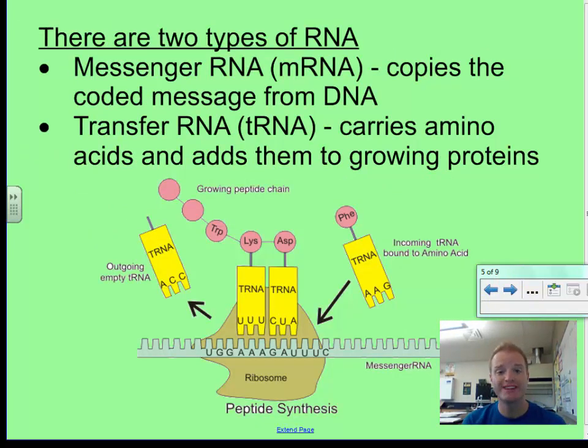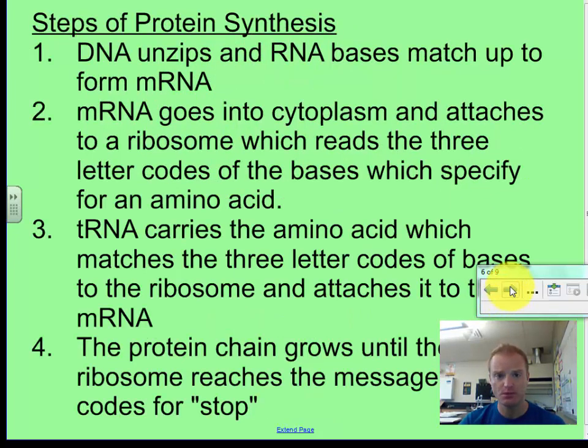There are 2 types of RNA. We have messenger RNA, mRNA, which copies the coded message from the DNA, and transfer RNA, tRNA, which carries amino acids and adds them to the growing proteins. There are 2 different types of RNA and they go to different places. Let's break this down into the most basic steps we can to understand how we go from A to B.